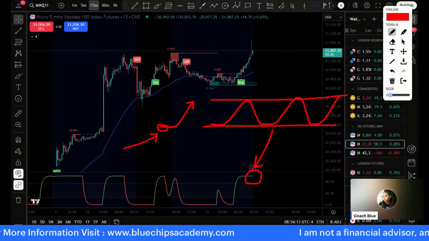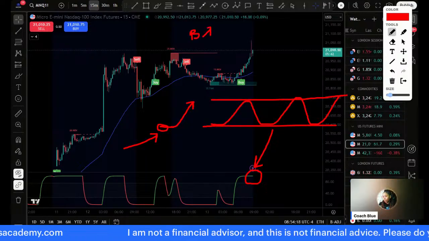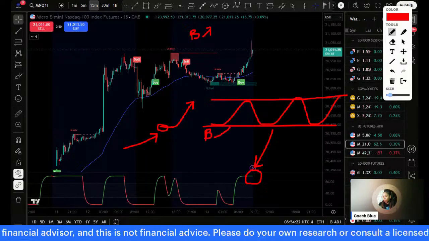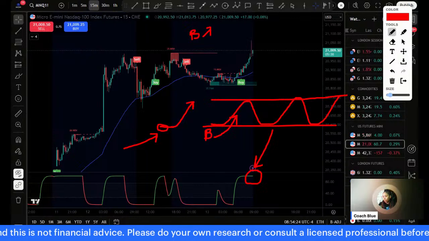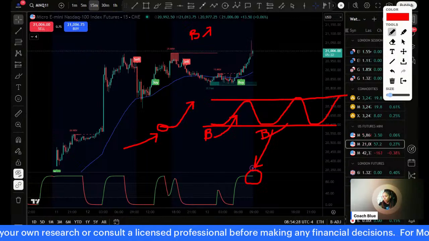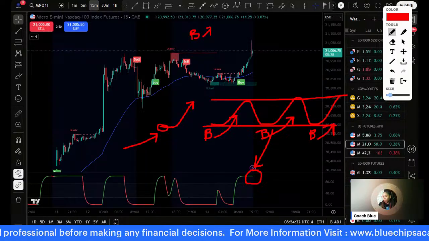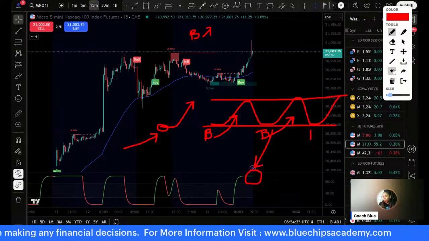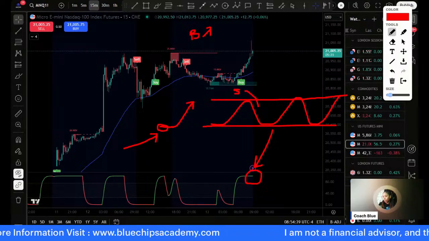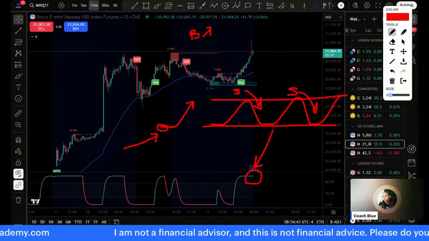remember with buys, we want price to go up, right? So we look for buys at the bottom of the range because it's already proven that price wants to move up at a certain price level. Now, for sales, it's the opposite. We look for sales at the top because we want price to go down.